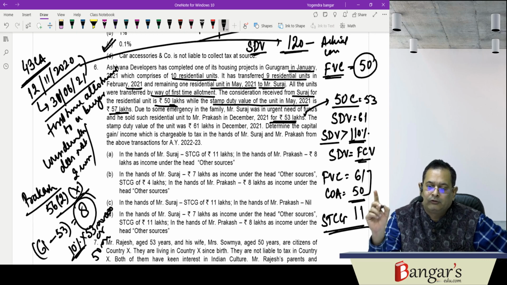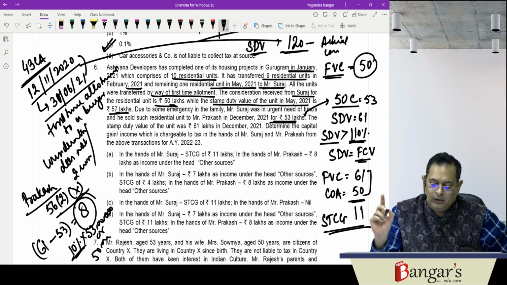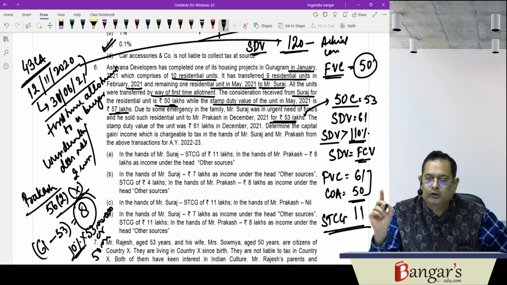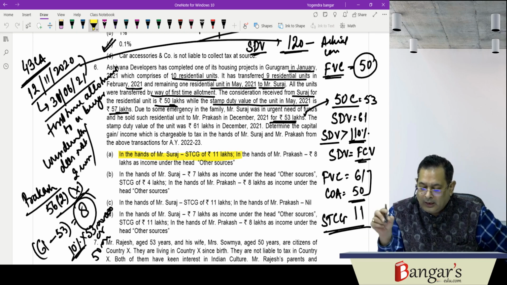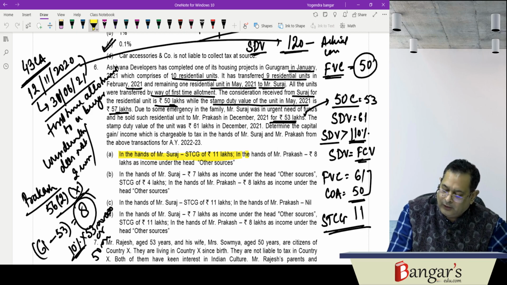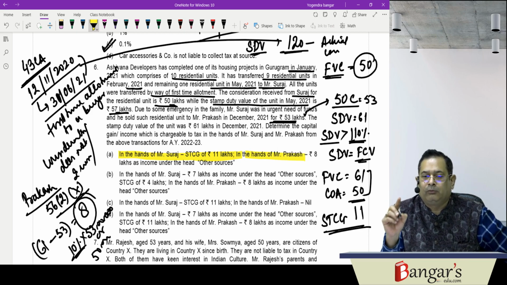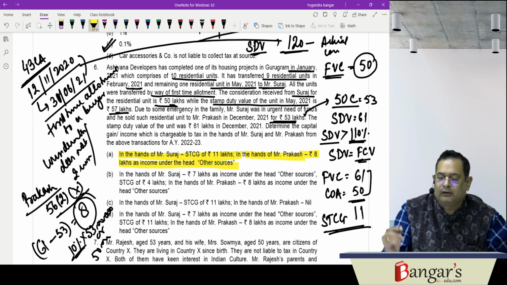in hands of the purchaser, that is Mr. Prakash. So the answer will be: in hands of Suraj, short-term capital gain is 11 lakhs. This is correct. And in hands of Prakash, 8 lakh will be chargeable to tax as income from other sources. Definitely, the difference between the stamp duty value and the purchase price which he has paid, that is 8 lakh rupees, the same will be chargeable to tax as income from other sources.